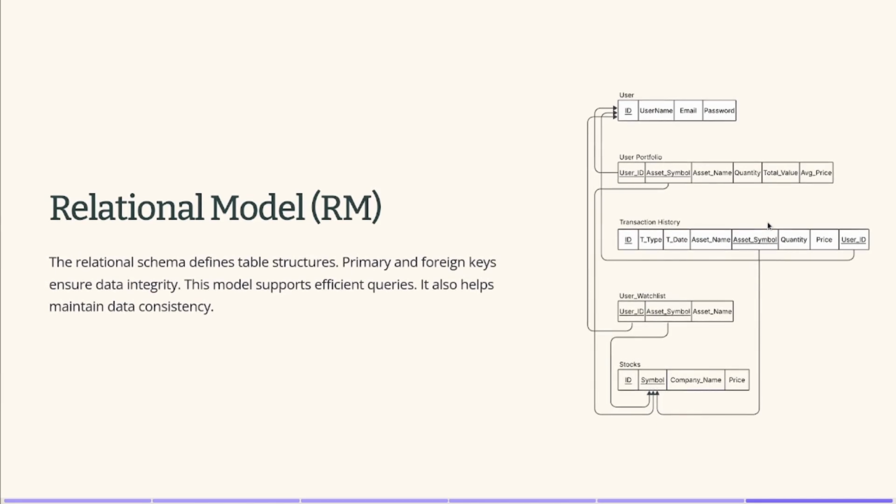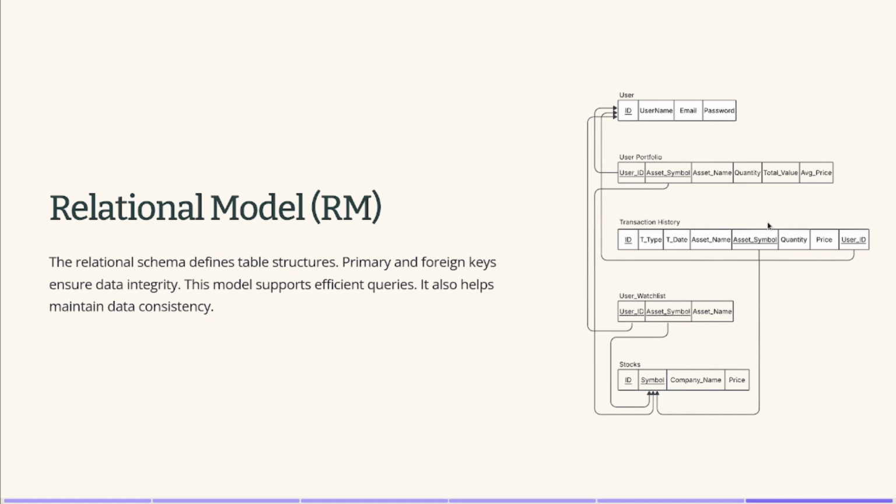Let's see the relational model of ZenCrypto. We have five relations here. First relation, user, has an ID, username, email, and password, where ID is the primary key. User portfolio is another relation which has user ID, asset symbol, asset name, quantity, total value, and the average price. Here, user ID and asset symbol are foreign keys.